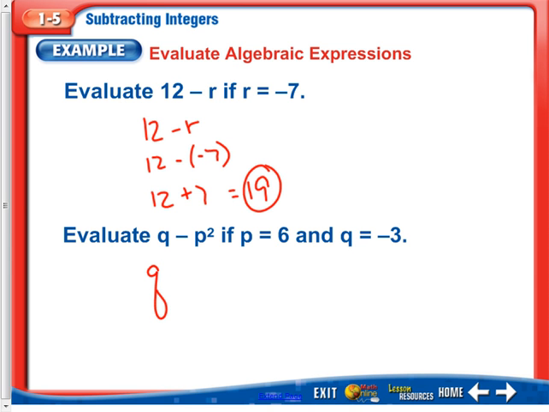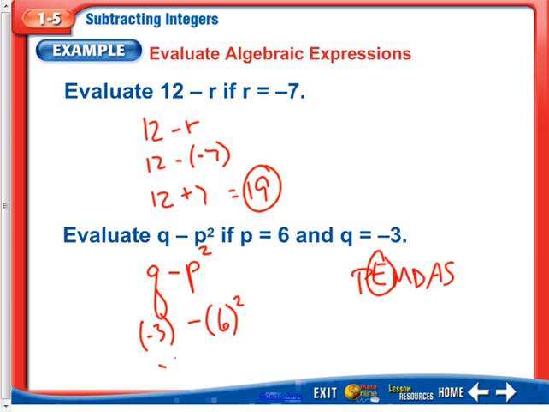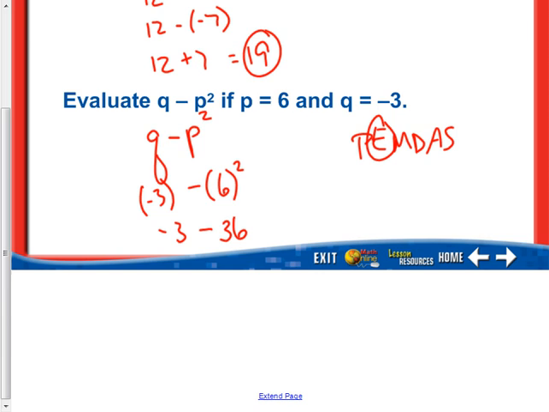All right, so we have q minus p squared. Now let's substitute. Okay, q is negative 3, so let's put it in parentheses. Minus p is 6, and we're going to square it. Okay, so now order of operations is PEMDAS. All right, we have to do our exponents first. So let's do negative 3, and then we're going to subtract. 6 times 6 is 36. Okay, and now let's change this to addition. Okay, so we're going to do negative 3, I owe 3, and I owe 36. Now they're both negative, so we know the answer is going to be negative. So we just add the 2 together.